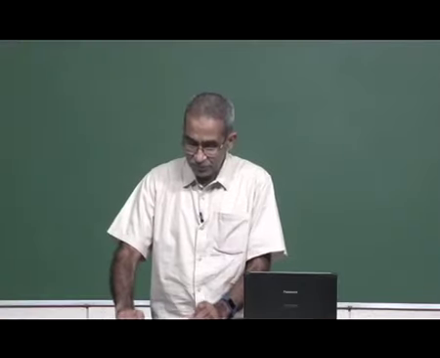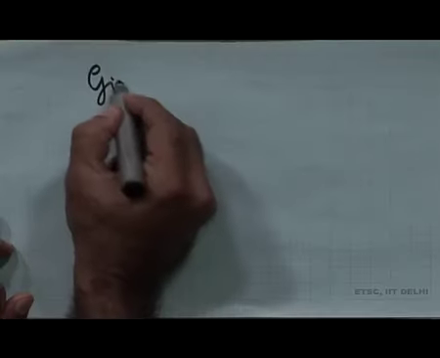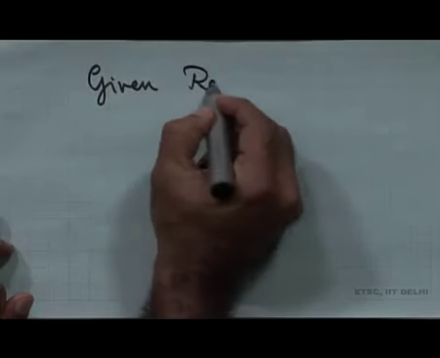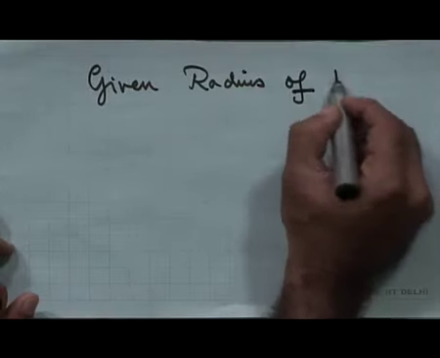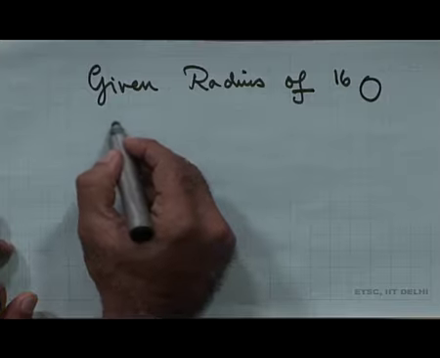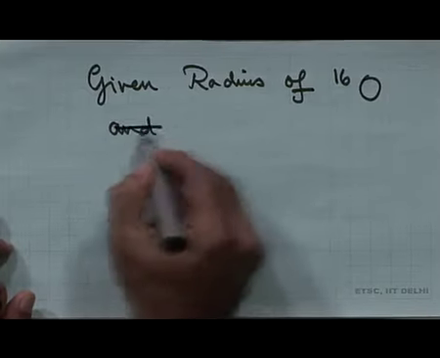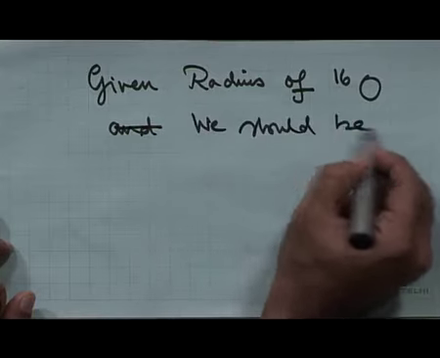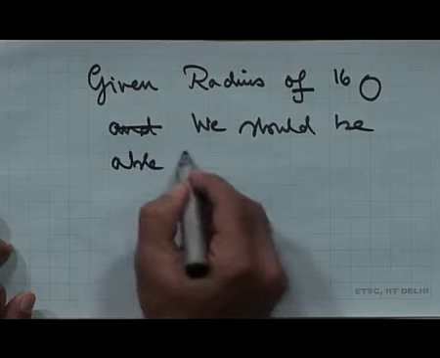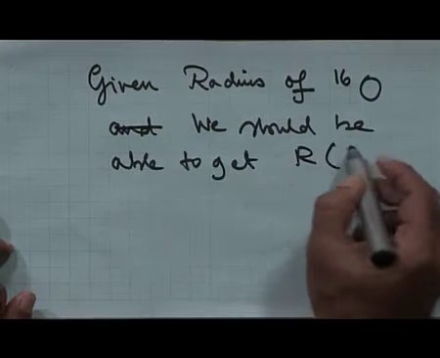This is very important for us, and from this you can estimate a whole lot of things. So for example, if you are given the radius of, let us say, 16 O, we should be able to get, let us say, the radius of 12 carbon.